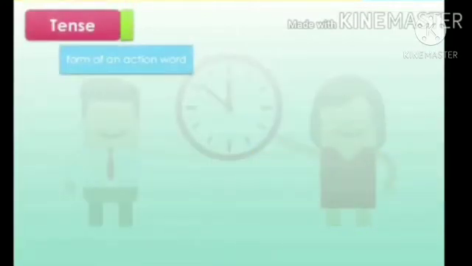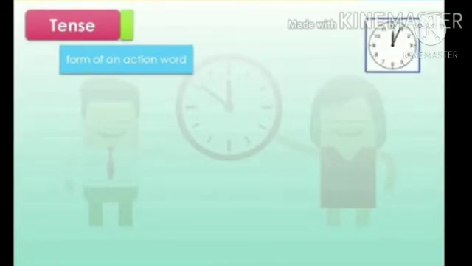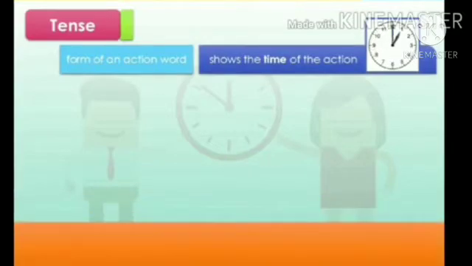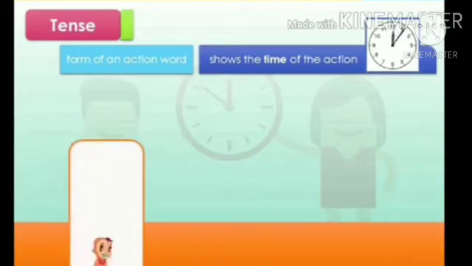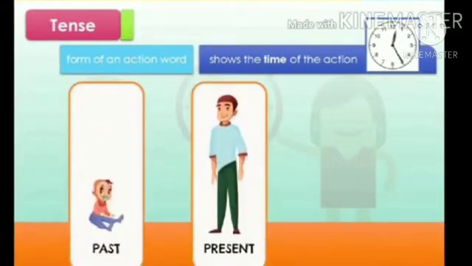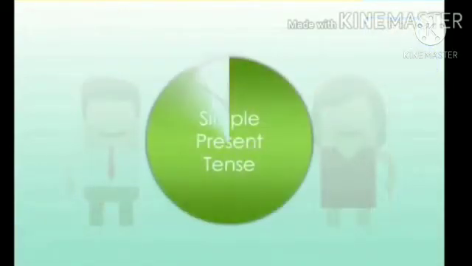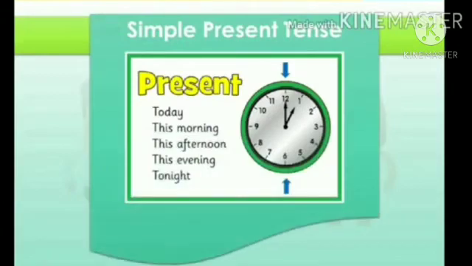Tense is a form of an action word that shows the time of the action. Tenses can also be divided into three main types, that is past, present and future. Children, let us learn about simple present tense. Look at these sentences.